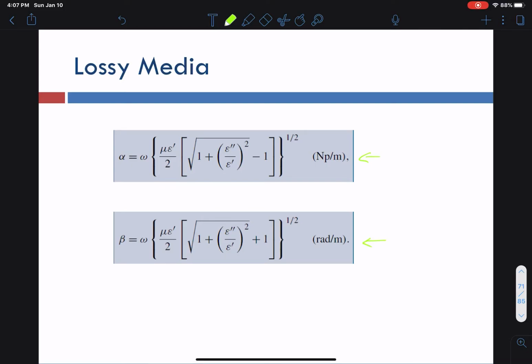So you know that mu is the permeability and omega is the frequency in radians per second, and epsilon prime is the real part of the permittivity, and epsilon double prime is the imaginary part of the permittivity.